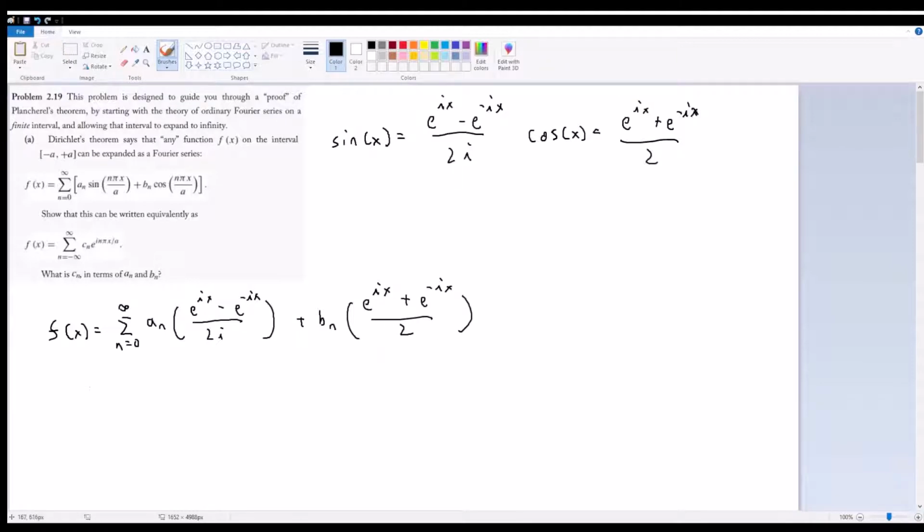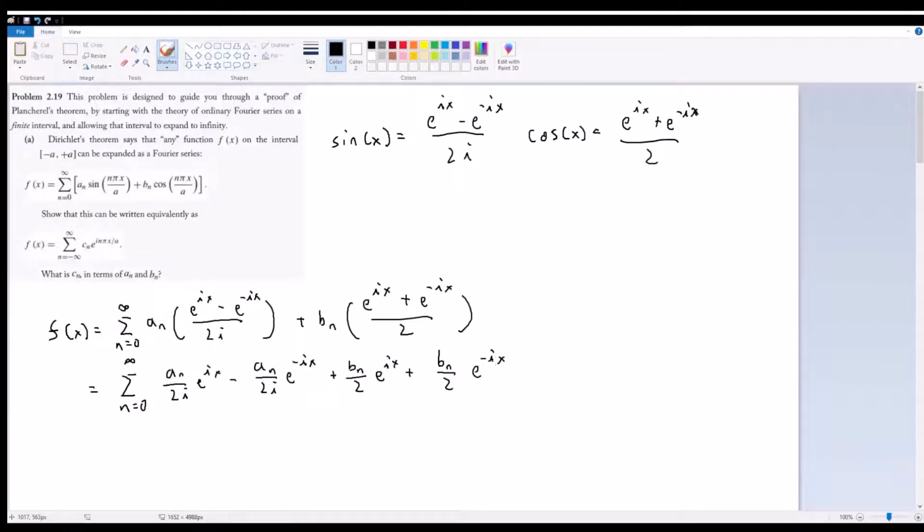And then from here we expand this out, n equals 0 to infinity, and then let's see, what does this give us? an over 2i times e to the ix minus an over 2i times e to the negative ix plus bn over 2 times e to the ix plus bn over 2 times e to the negative ix.